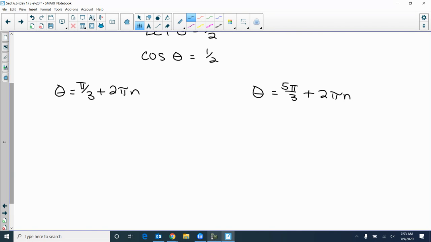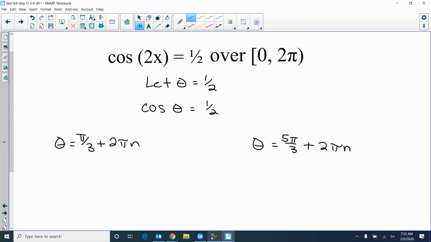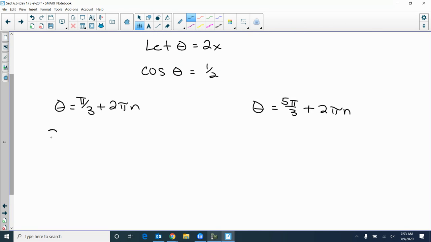Now go back and substitute in, what did we say theta was? Why not let theta equal 1/2? You guys will probably look at me like I'm crazy. What should theta equal? 2x. Theta equals 2x. Go back and fix that, please. So now you get 2x equals pi over 3 plus 2 pi n. And 2x equals 5 pi over 3 plus 2 pi n.